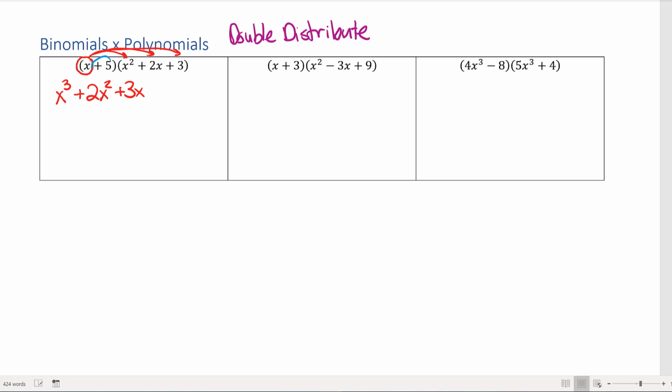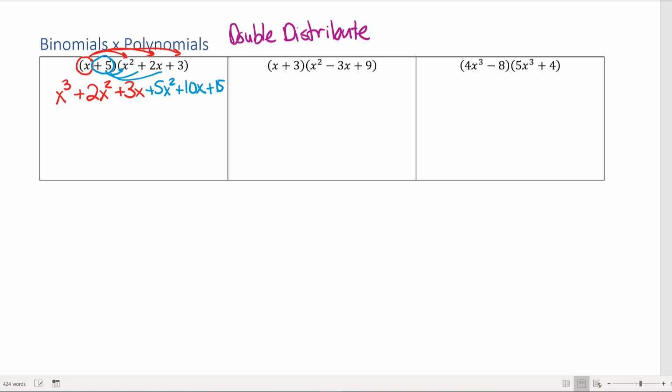And then I'm going to come back in blue and grab the plus 5, and it's going to distribute to all 3 as well. So 5 times x squared is 5x squared. 5 times 2x is 10x. And 5 times 3 is 15.